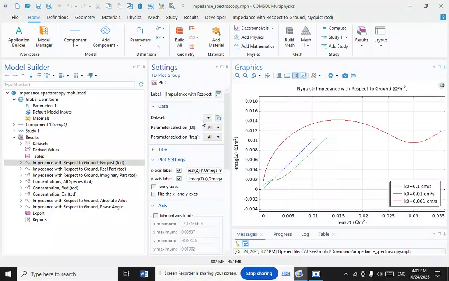The next is fuel cells. It plays a vital role in the development, manufacturing, and analysis of fuel cells. The next one is solar cells. Electrical impedance spectroscopy is used to analyze the performance and properties of solar cells.